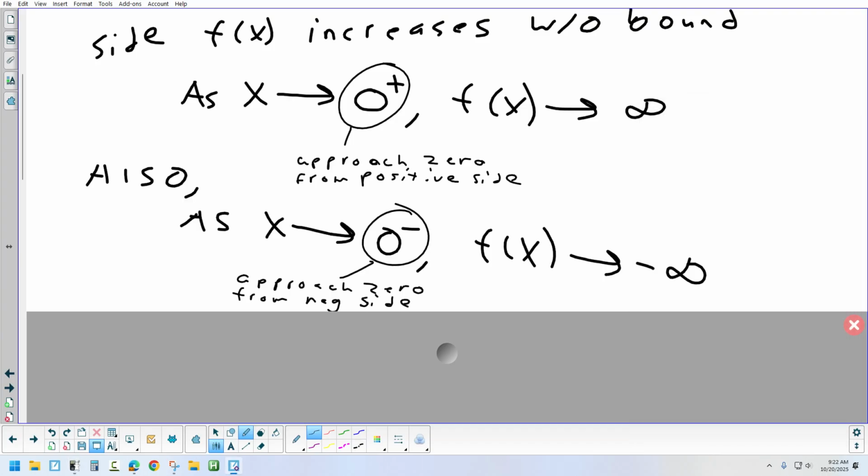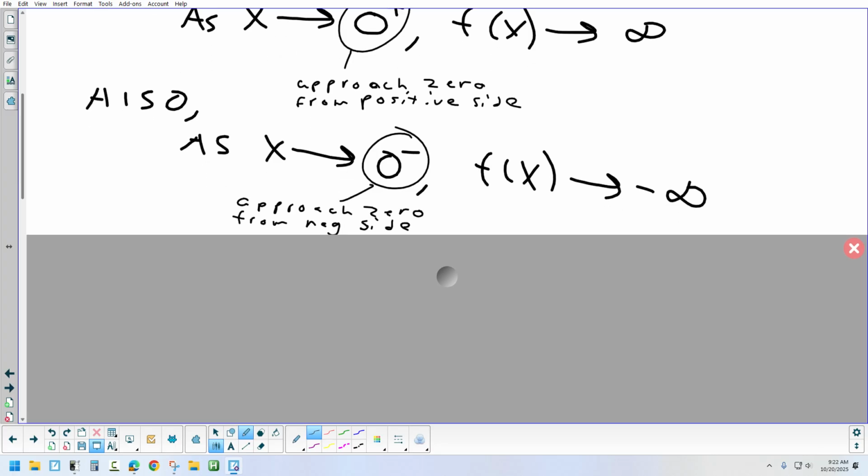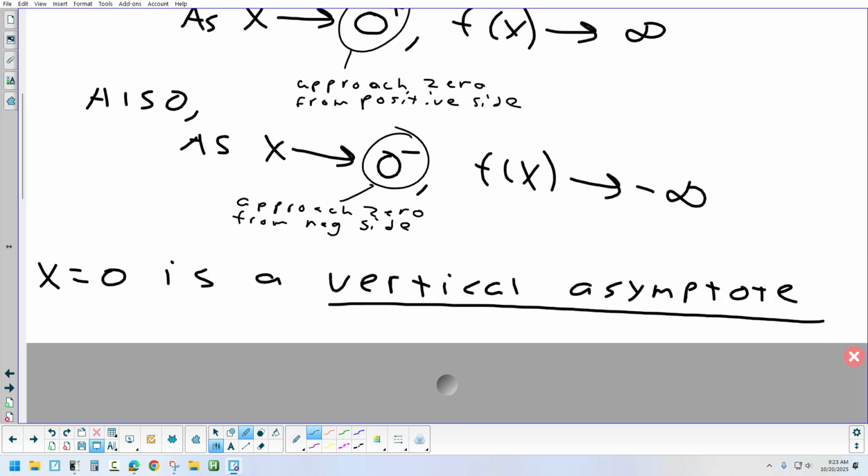Whenever you start to approach a number, like 0 in this case, if you head up to infinity or down to negative infinity, which we're doing both, that is called a vertical asymptote. So the kind of graphs that we're looking at right now can have 2 different kinds. One's horizontal, the other one is vertical.